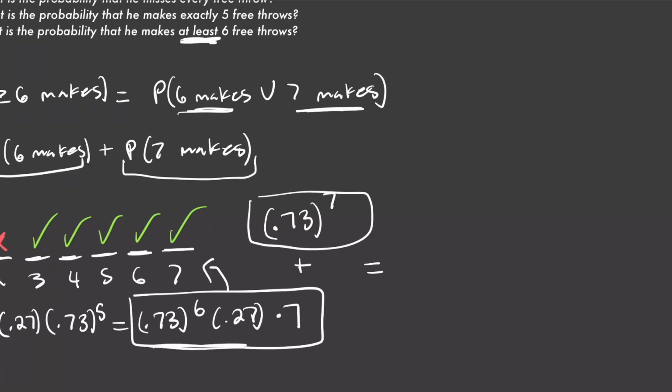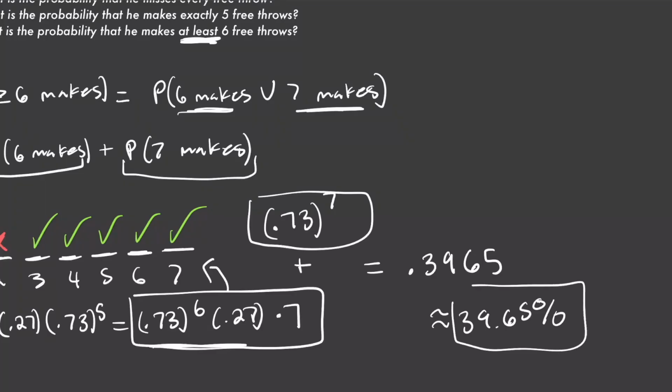And when you add these two up, you get something around 0.3965, I'll say, so roughly a 39.65% chance that he makes either 6 or 7. So this right here is your answer for part C.